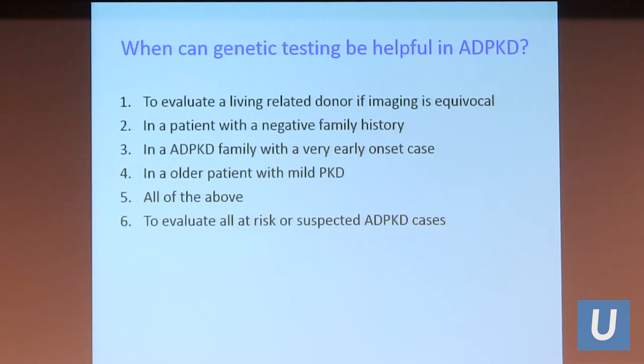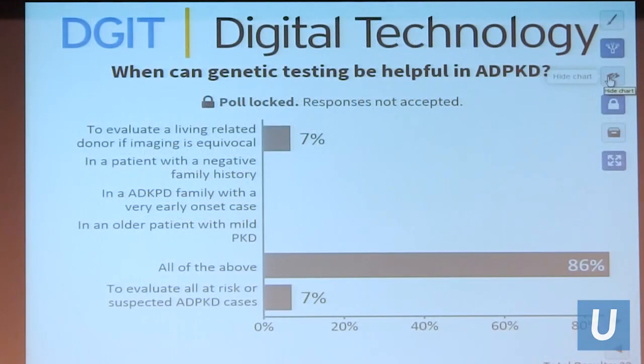So I just got three questions, I think. When can genetic testing be helpful in ADPKD? To evaluate a living-related donor, if imaging is equivocal, in a patient with a negative family history, in ADPKD with very early onset, in an older patient with mild ADPKD, all of the above, or to evaluate all patients at risk or suspected of ADPKD. Okay, so I think this is a good choice here, that all of the above would be helpful. I think this is one example, but in all of these cases it's helpful.